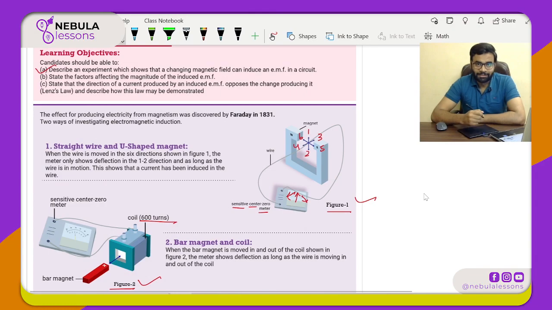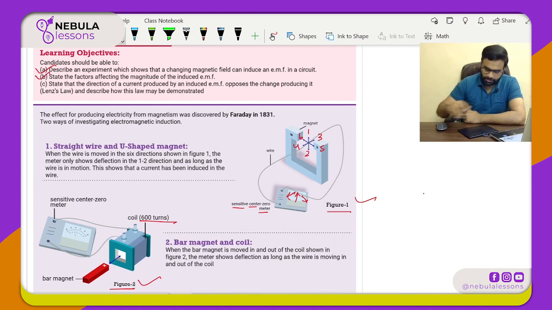Welcome everyone. In the second tutorial, we'll be learning the factors which affect the magnitude of induced EMF, and we're covering the second learning objective. So to understand the factors affecting the magnitude of induced EMF, we need to go back to the experimental setups which we used in the first tutorial.